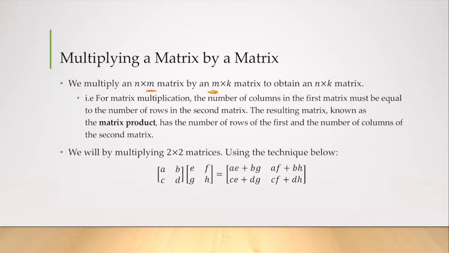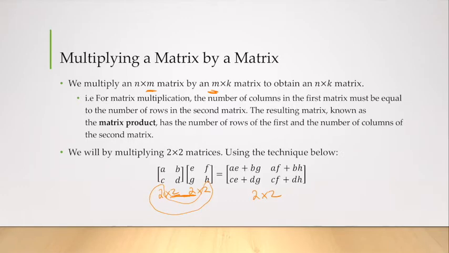The result is known as a matrix product, okay? And it has the same number of rows of the first entry and the same number of columns of the second entry. So we're going to be focusing on multiplying 2 by 2 matrices, okay? So if I have a 2 by 2 and a 2 by 2, because these match up, I can multiply these together, and my result will be a 2 by 2 matrix.